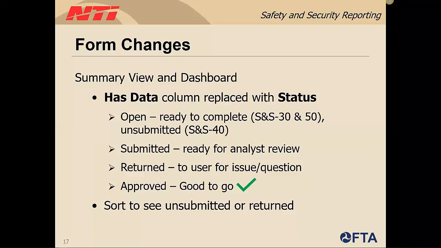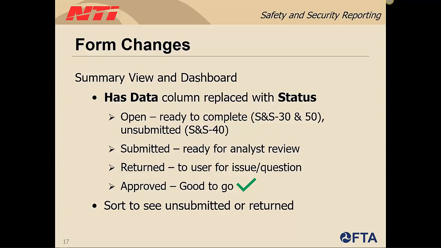The first is open. For SNS 30 and 50 forms, you will see open for blank forms that are waiting for you to be completed. As you know, these forms launch themselves. SNS 30s launch at the beginning of the year. SNS 50s launch every month as soon as the new month is available. So these forms are waiting to be completed, or they are forms that are not submitted.